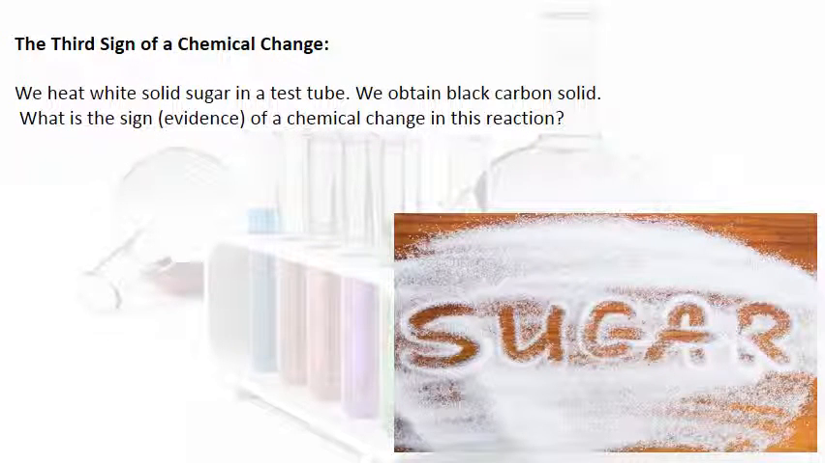The third sign of a chemical change, we heat white solid sugar in a test tube, we obtain black carbon solid. What is the sign or evidence of a chemical change in this reaction? Change in color. Yes, the sign or evidence in this case is change in color. You had white sugar, it changed to black carbon solid.